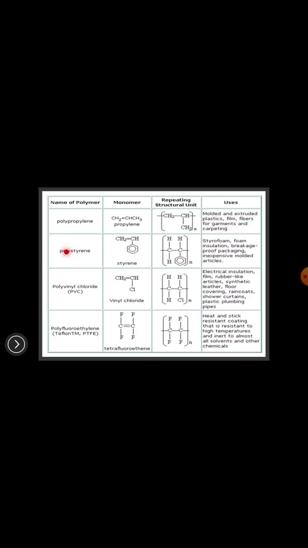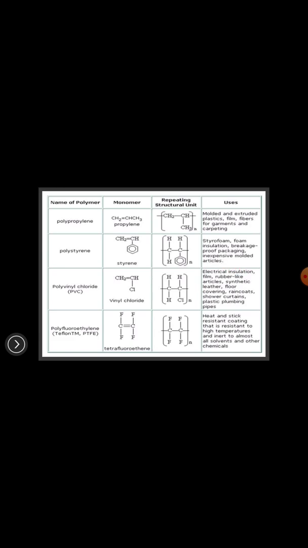Now we are moving towards the polystyrene. Styrene is the monomer, and in this way the repeating structure unit are made by breaking this double bond. This breaking of double bond provides a site for the linkage with the other styrene, and in this way polystyrene is formed. Now we are focusing on the uses of polystyrene. The first is styrofoam, foam insulations, breakage proof packaging, inexpensive molded articles. These are the few uses of polystyrene.